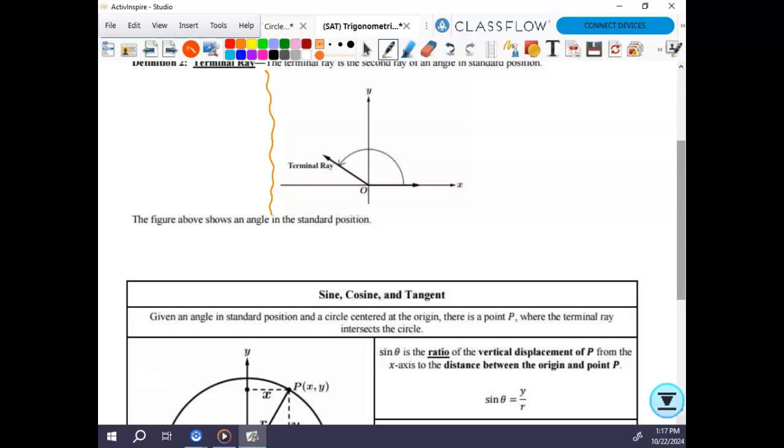Here we go. So I'm going to give you a triangle. And this is A, B, C. And then we are going to label our triangle with X, Y, and R. And then what they want us to find is the sine of A times the tangent of A.